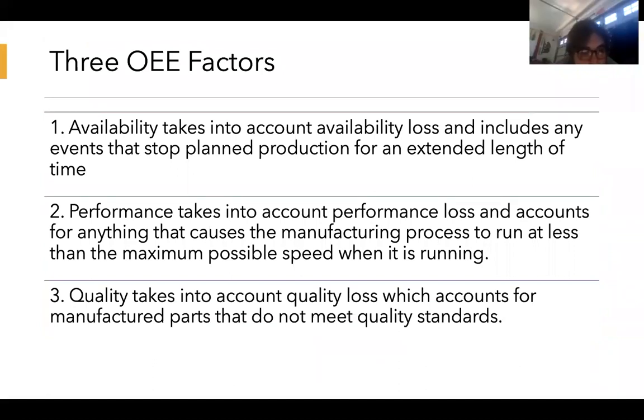Availability takes into account availability loss, which includes any events that stop planned production for an extended length of time. Performance takes into account performance loss, which accounts for anything that causes manufacturing processes to run less than maximum possible speed. Quality takes into account quality loss, which is manufactured parts that don't meet quality standards.